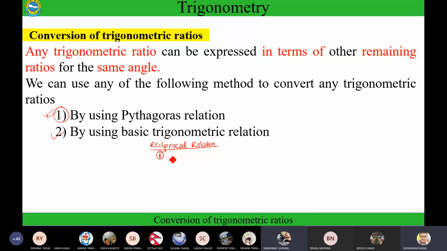No. Reciprocal relation means sin theta into cosec theta is equal to 1. Such types of relation where they are reciprocal of each other.